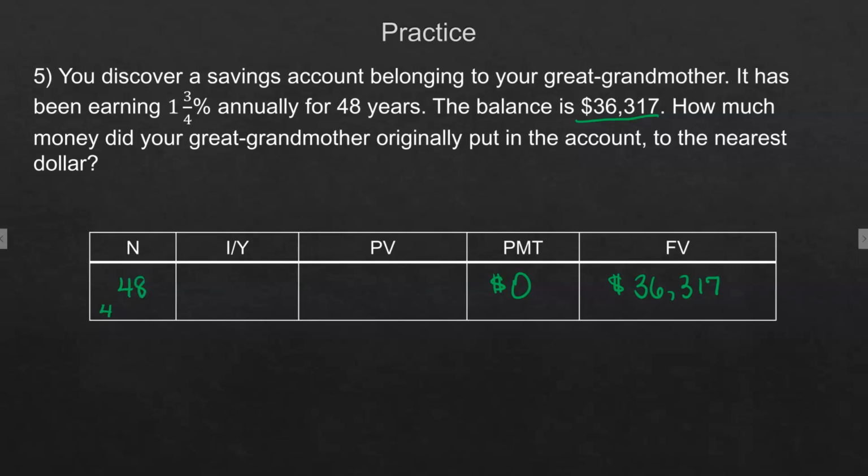Now, the thing that you find out about interest is it's all about the time. The time really makes a difference. So 48 years is a long time, even though this interest rate is pretty small, right? 1.75% annually. So we just divide by 1, which means we leave it at 1.75%. We are going to compute the present value.